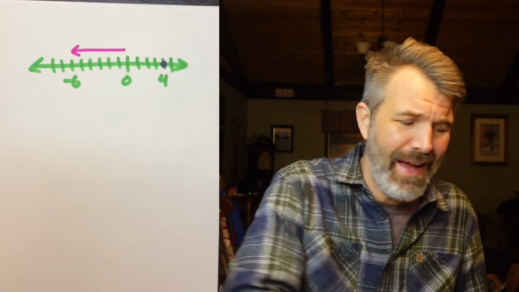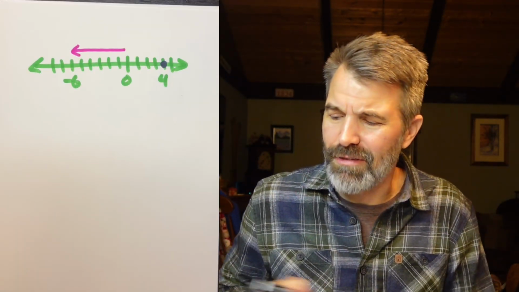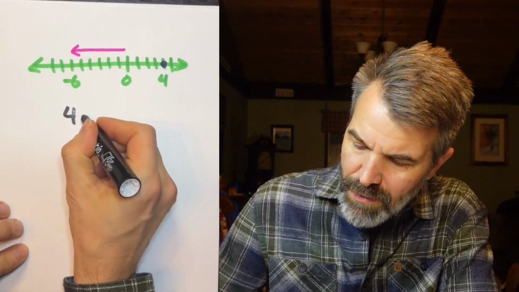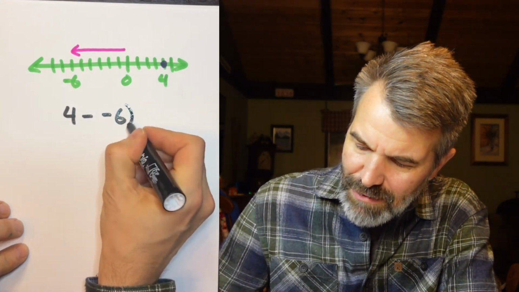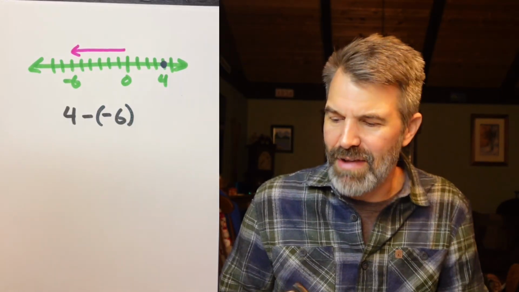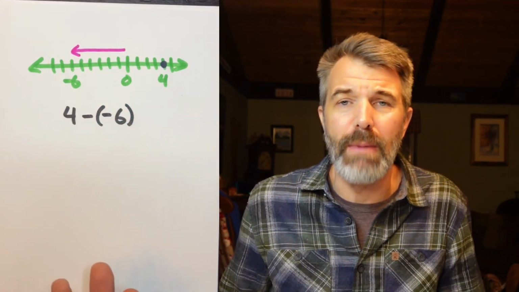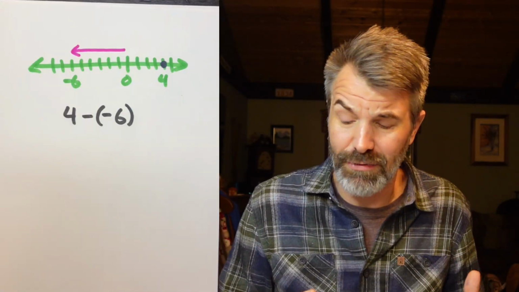And the teacher told me, when I look at this, the book says that this number line really should represent 4 minus -6. That's what the book says. It says 4 minus -6. And I'm a little bit confused how this number line actually represents this 4 minus -6.